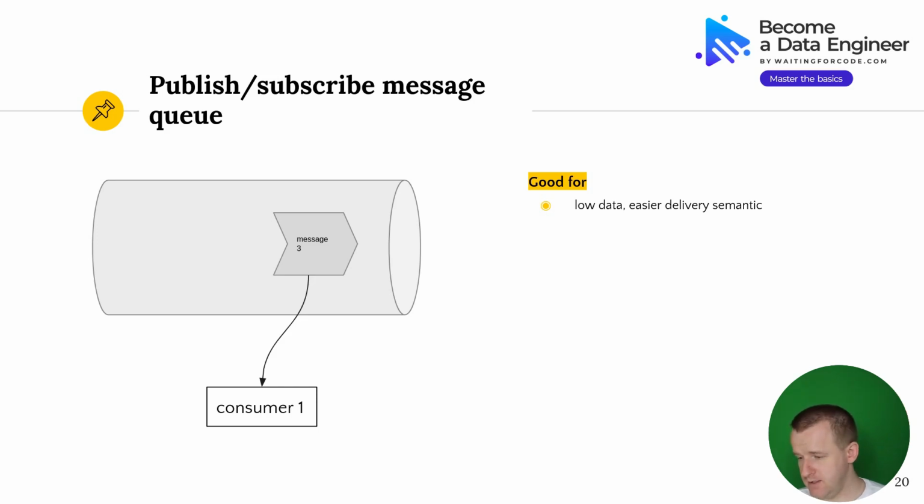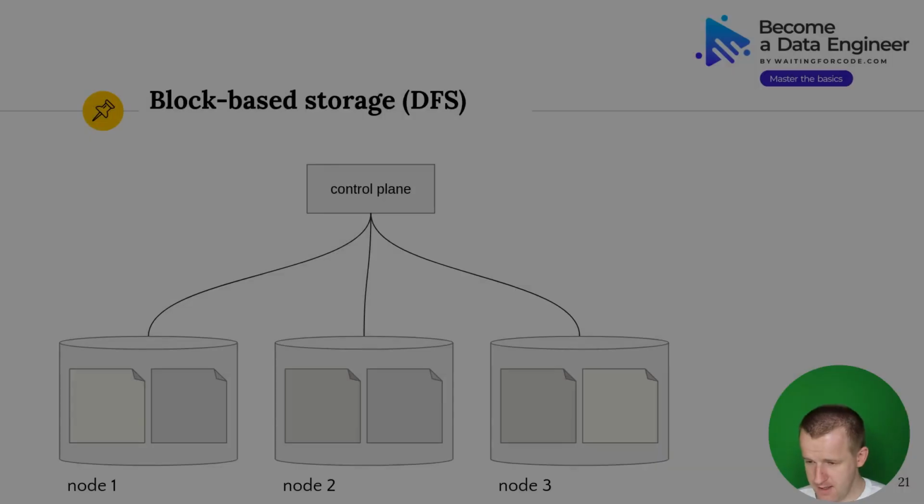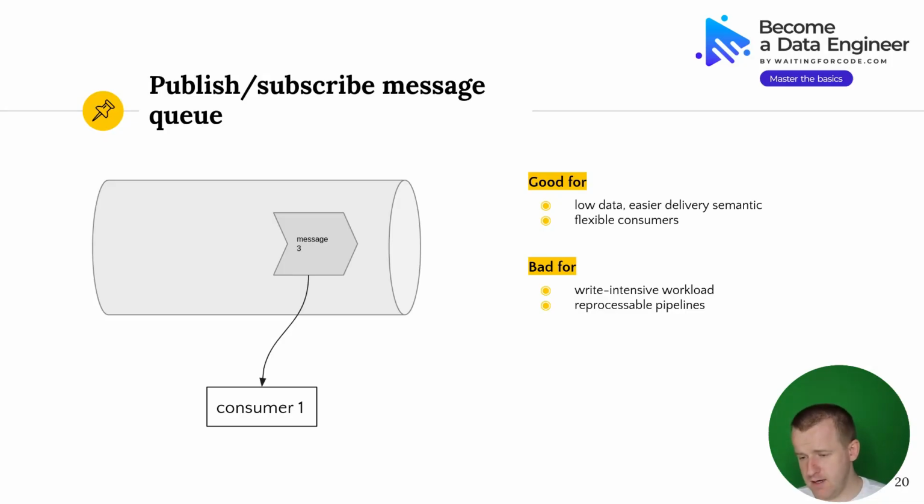The reverse semantic is easier. The consumers can be quite flexible because you can also define kind of keys on the messages that you want to process in each consumer, and it's not very good for write intensive workloads. So for big data workloads, reprocessable pipelines, if you don't have this replay possibility, and that's quite much all for this solution.